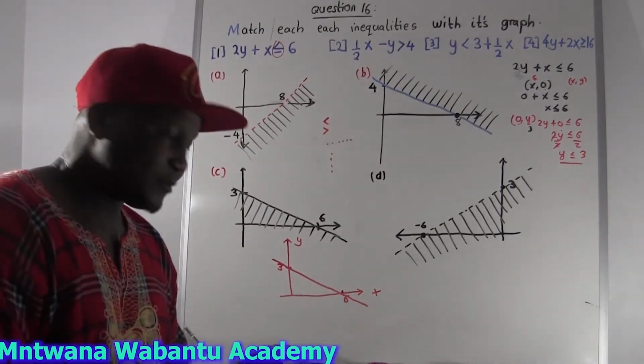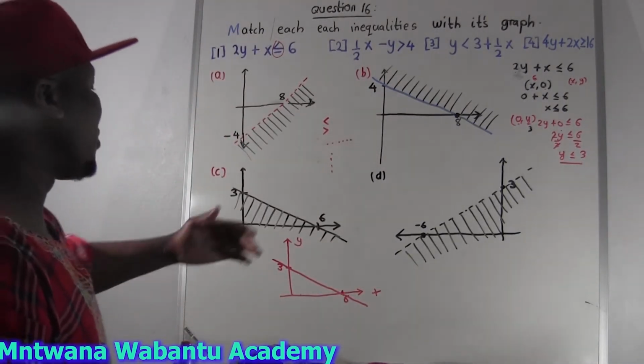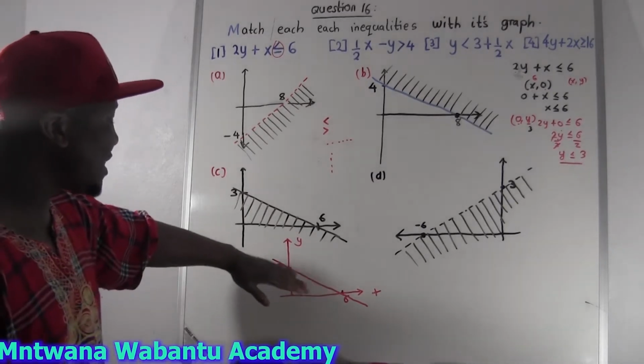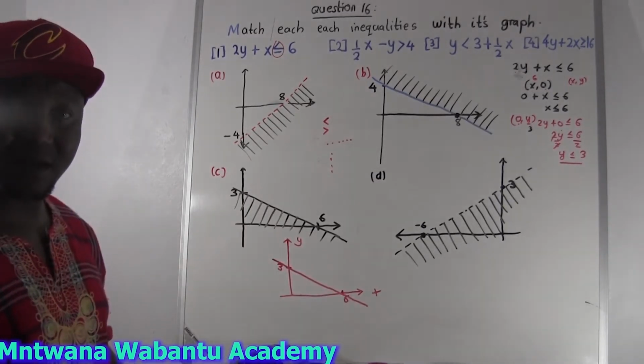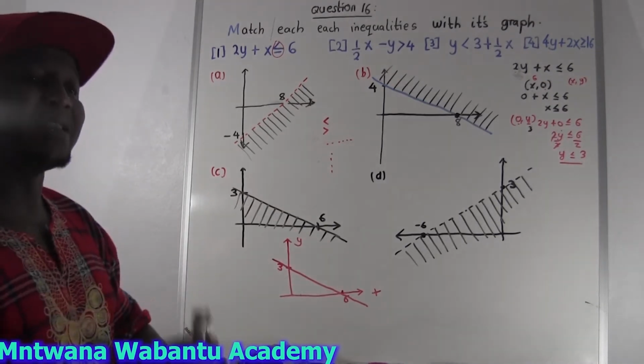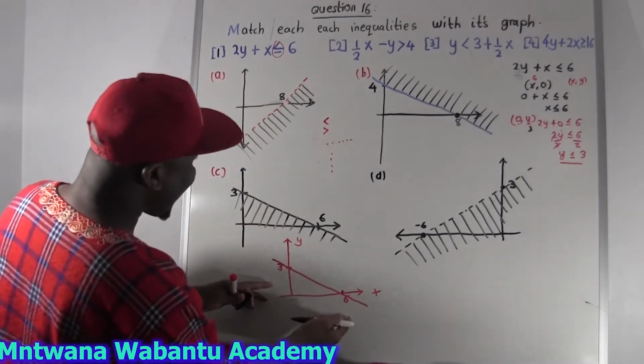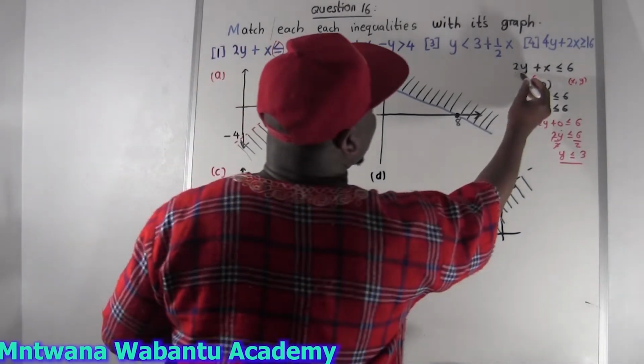After you connect, the thing is we don't know where we're going to shade. So for you to know where to shade, you must pick a point below the line or a point above the line. Whichever gives you true, you shade that side where it's true. For example, this one we have, right? And this is the question here.